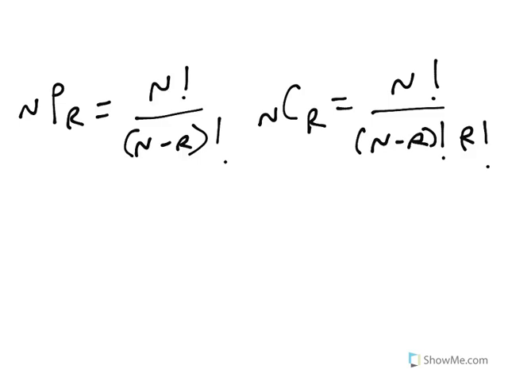In the last video we saw formulas for permutations and combinations, and today I want to look at some properties of these formulas. The first one is that NCN should always equal 1.